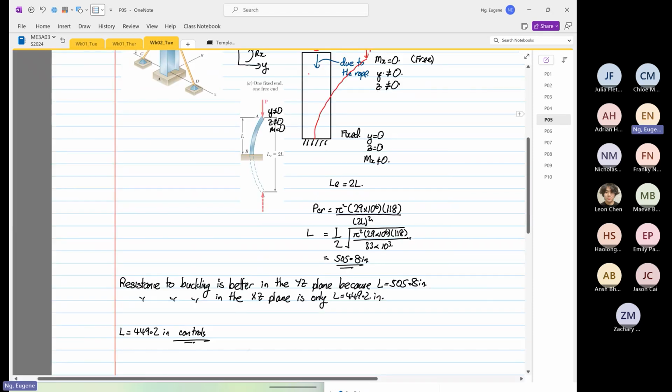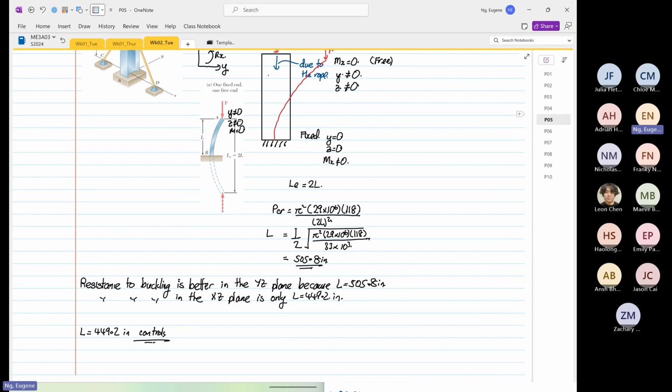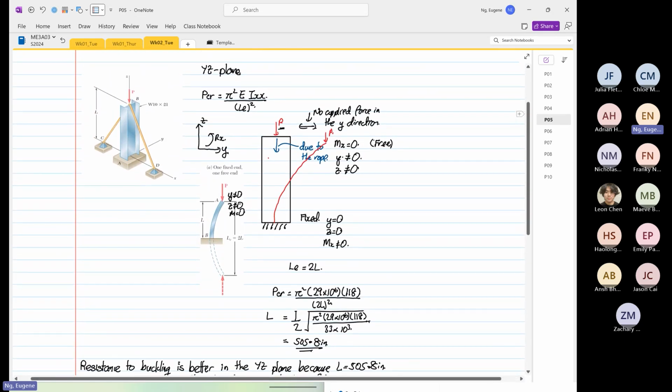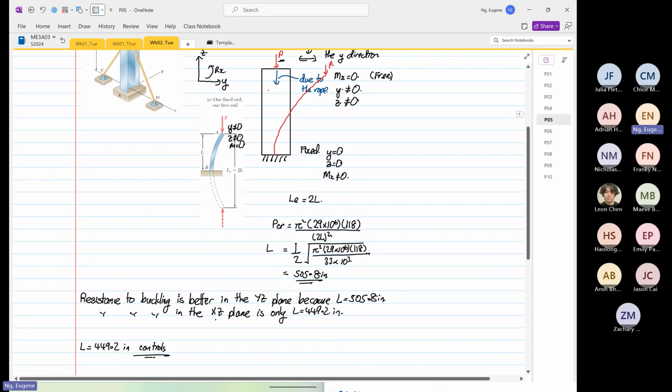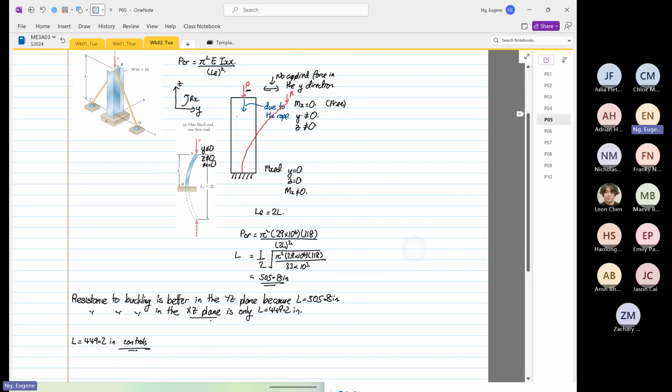Why? If you use 505.8, the structure will buckle in the what? In the exact plane. So if L is equal to 449.2, the structure will buckle in the weaker plane, which is your XZ plane. So why this problem is so unique, like what you can see.